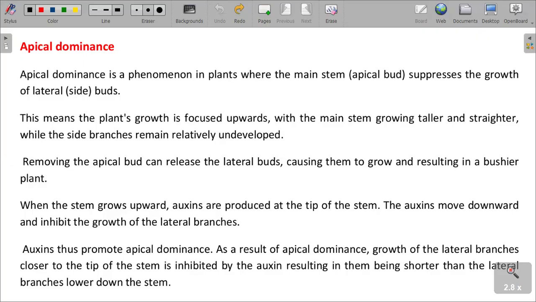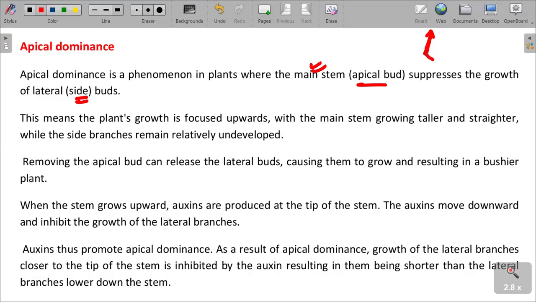So apical dominance is a phenomenon in plants where the main stem, the apical bud, suppresses the growth of lateral or side buds. In other words, when a seed germinates, the first shoot which comes, the central one, the main one, suppresses the growth of lateral buds. Here we are still talking about plant growth hormones.